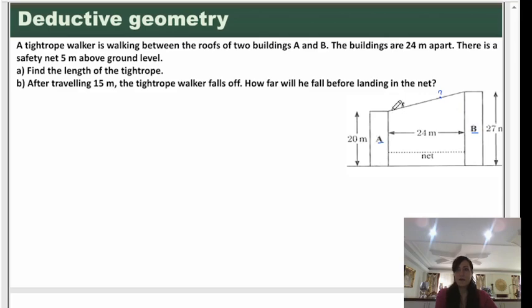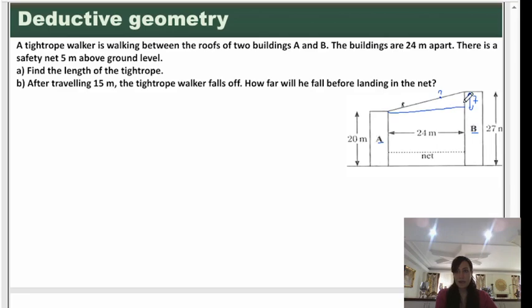So we are going to find the length of this tightrope here. First of all, I look at the difference between the heights of these two buildings. One of them is 27 and one is 20, so the difference in height between them is 7. Let me write this length and draw it again.